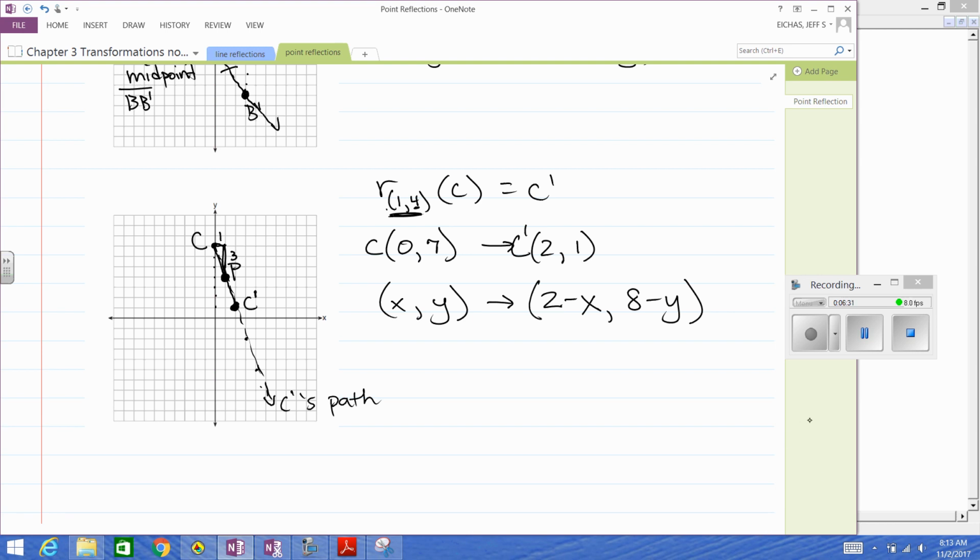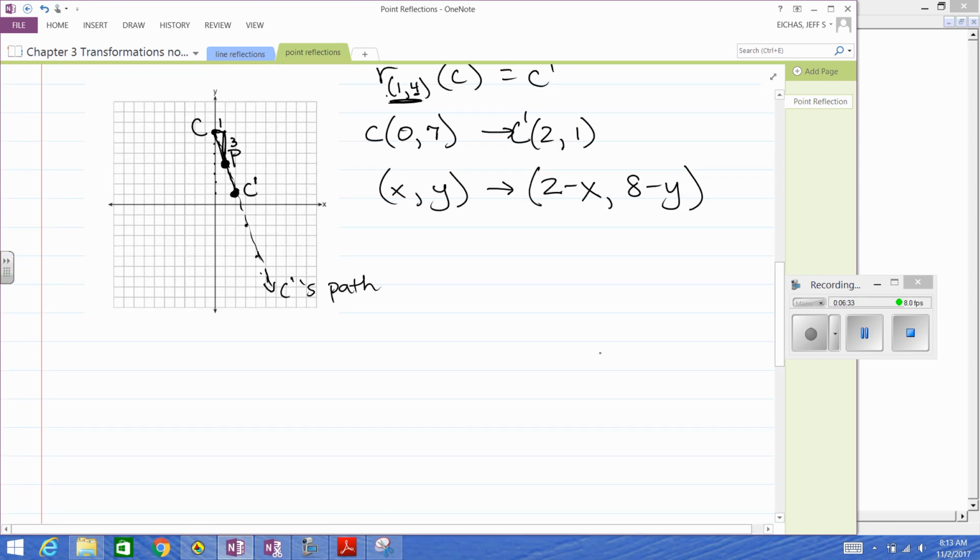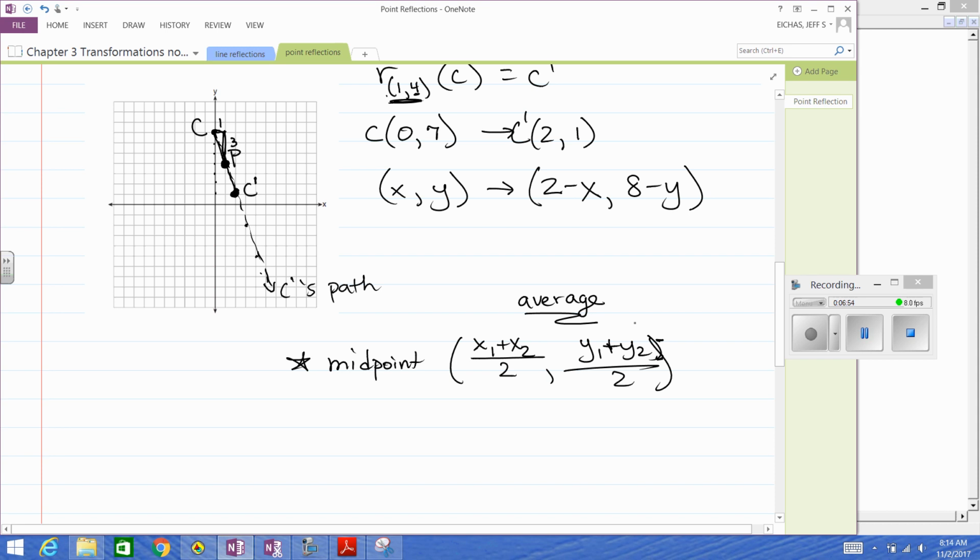The whole underlying reason is the midpoint formula, which we didn't do a lot with, but we need to: add the x's, divide by 2. Think average, right? Add the y's, divide by 2. So think average of the coordinates. Right? Well, let's take a look. If we apply the midpoint formula to this, what's going to happen?